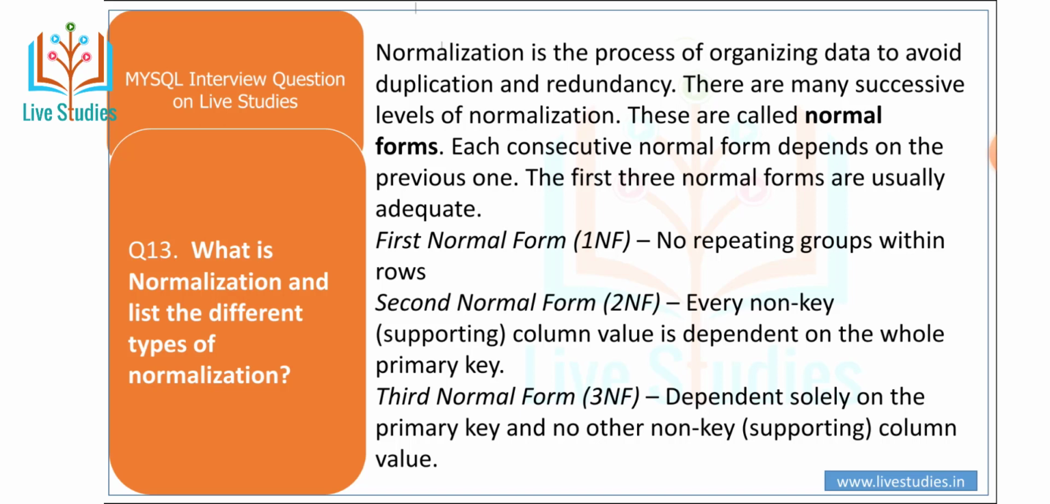No repeating groups within a row is the first normal form. Every non-key supporting column value depends on the whole primary key is the second normal form. Depend solely on the primary key and no other non-key supporting column, is the third form.